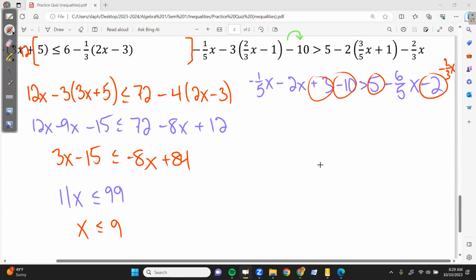So at this point, I'm still going to combine things I've circled in red, make my life a little easier. So I'm going to have negative 1/5 of x minus 2x, 3 minus 10 is minus 7, and then the 5 minus 2 makes 3, minus 6/5 of x minus 2/3 of x. So I like that, and then I have less stuff I have to multiply by. At this point, what am I going to multiply by? 15 is my guy, so I'm going to multiply by 15.